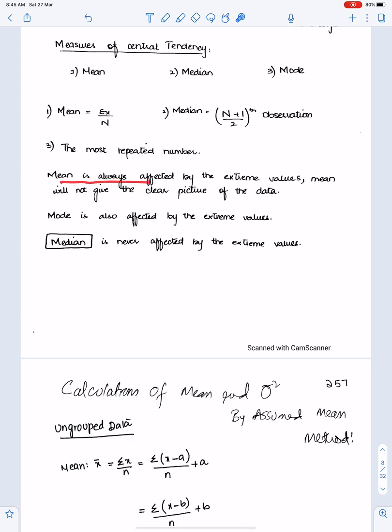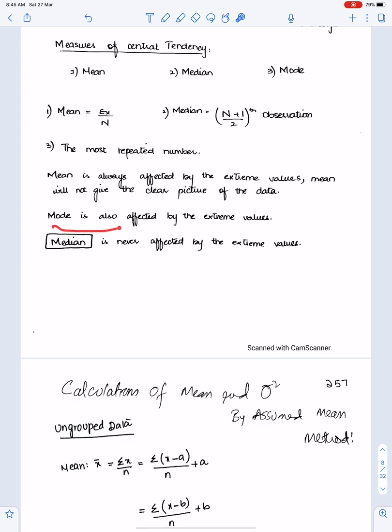Well, mean is always affected by the extreme values. Therefore, mean cannot give a clear picture of the data when the extreme values are too large or too small. Mode is also affected by the extreme values. Sometimes data has no mode. So these are two disadvantages of mode.